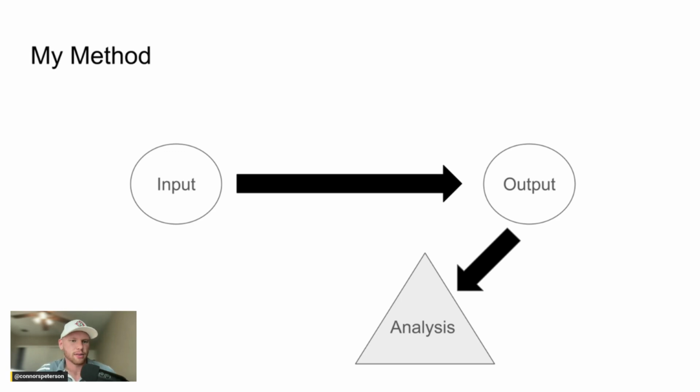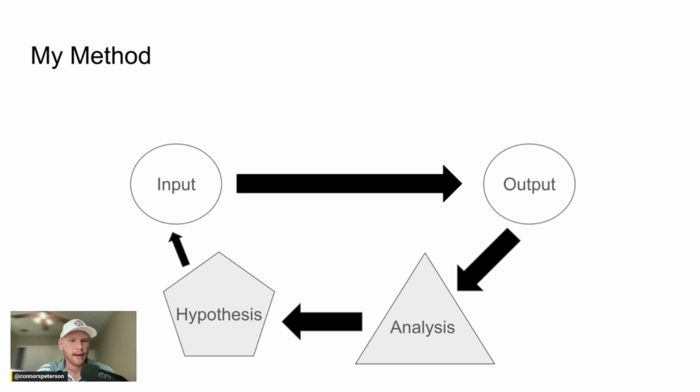We need to have analysis. We need to look at what happened, right? That's fundamental to this. If you guys have any background in science, this is the scientific method. That's very, very straightforward. We need to analyze. We need to look at what happened. And then we make a hypothesis. We say, all right, based on what happened, I think it's because of this. And I'm going to do this thing in order to create a different output, right? So I'm going to have a hypothesis. I'm going to have a different input. And I'm going to have a different output. It's really that simple, but this is the core of what I do.